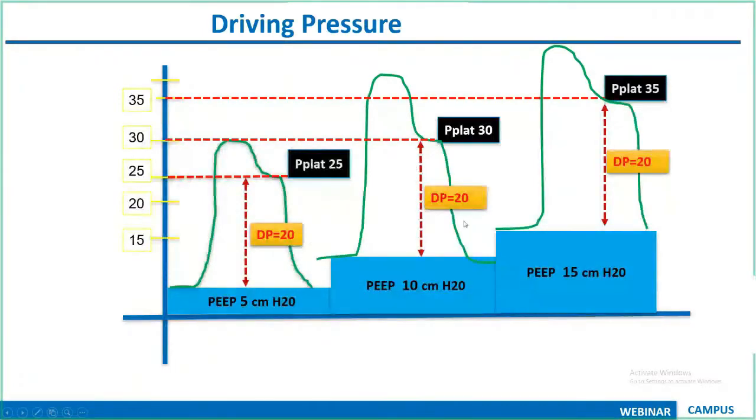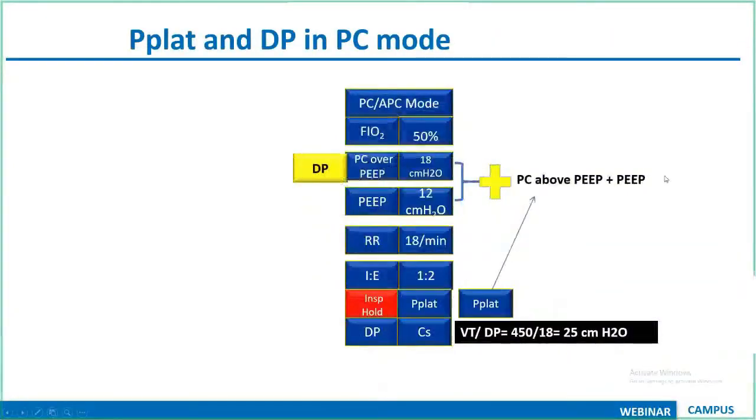I have already told this, but it is just to make the concept very clear. With increasing PEEP and increasing plateau, you can have a constant driving pressure. Okay, so that concept should be clear. And how do you see the driving pressure in a pressure control mode?